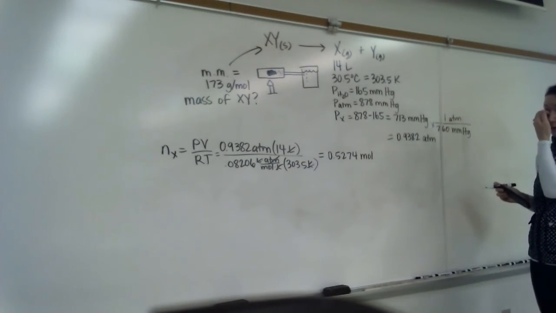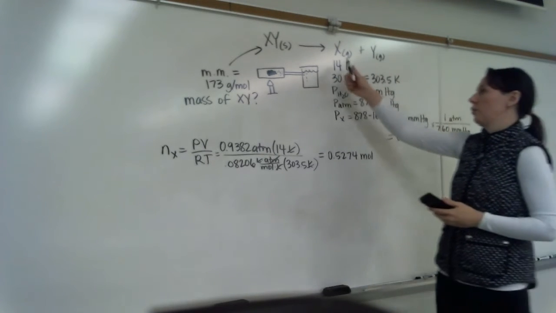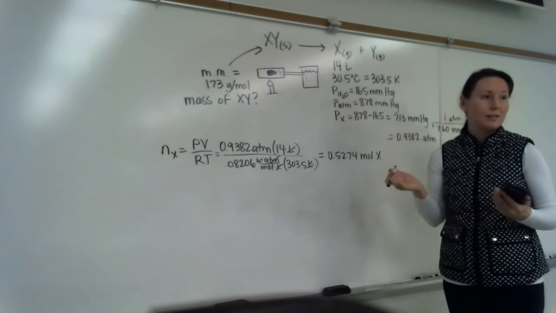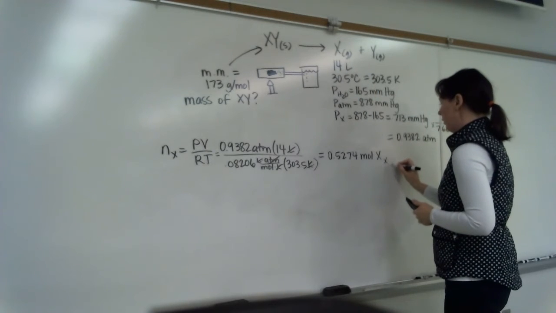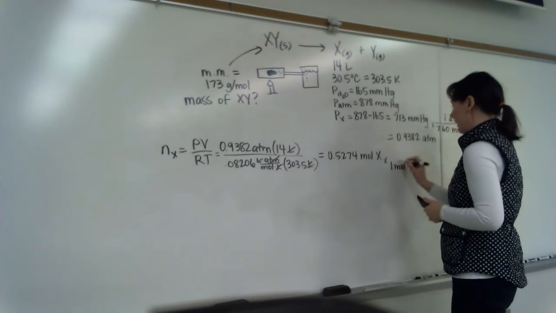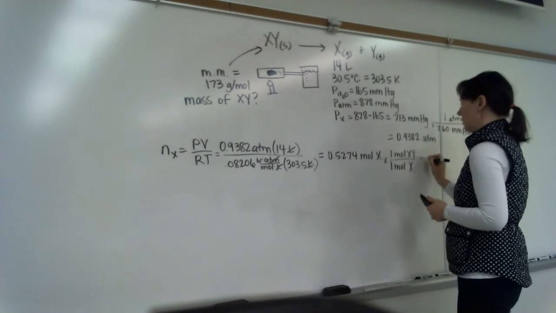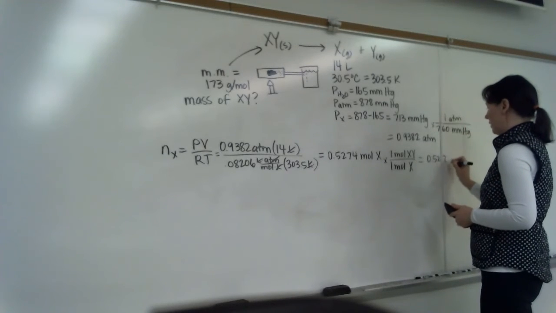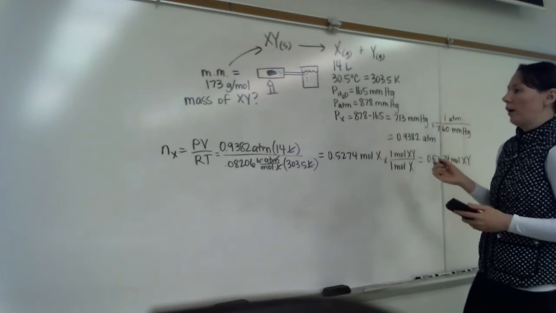Okay, now what do I need to do? Take that mole ratio. You do the stoichiometry mole ratio step. The mole ratio is 1 to 1, but I still would like to see this step so that I know that you know how to go from this unit to this unit. So for every 1 mole of X that I make, I used 1 mole of XY, so the number doesn't change, just my units. So that's 0.5274 moles of XY. And now I'm in the home stretch.